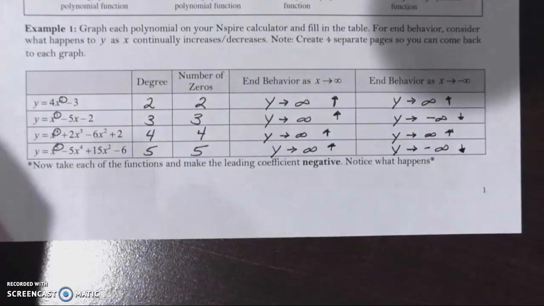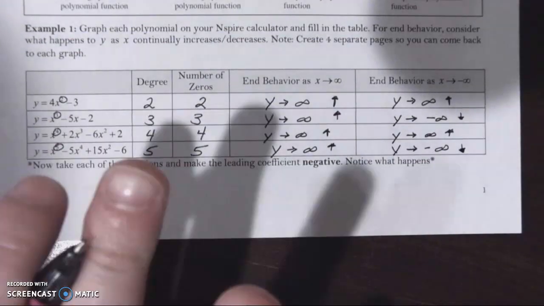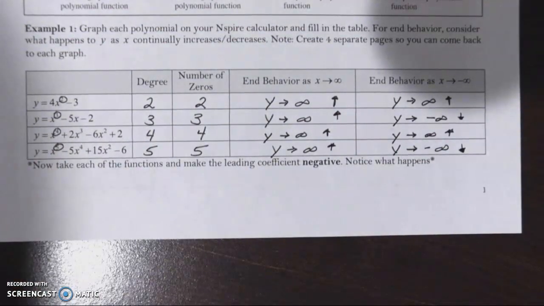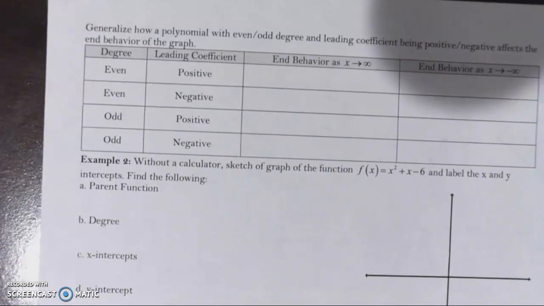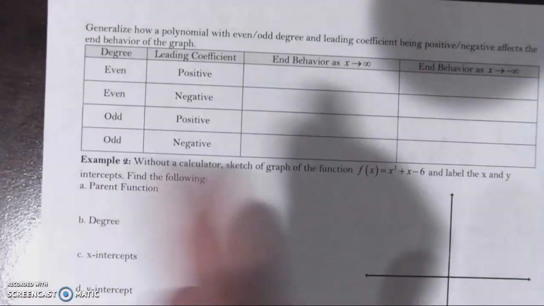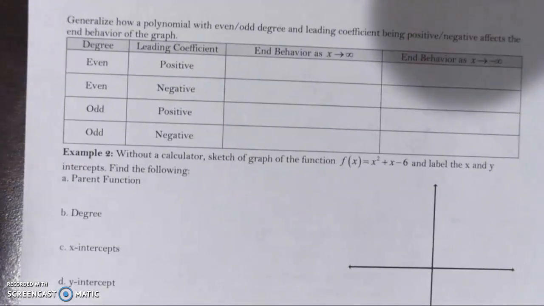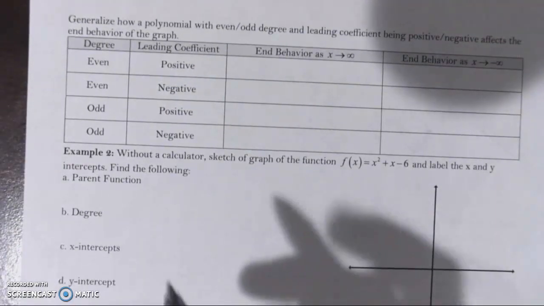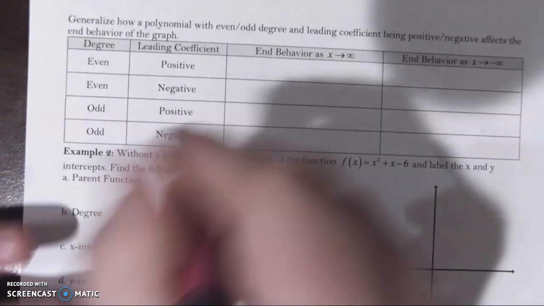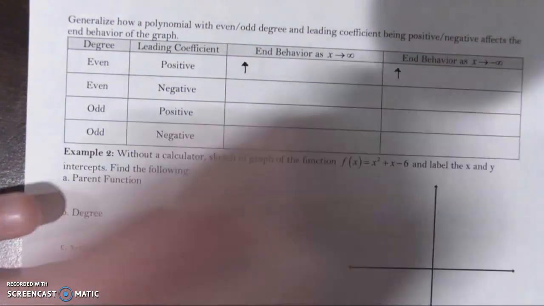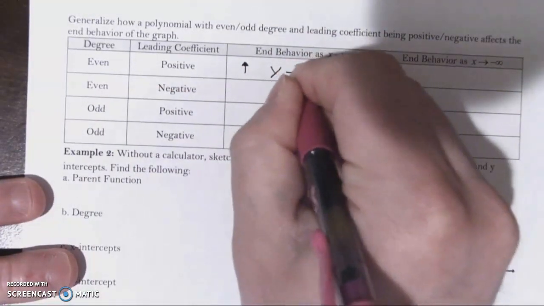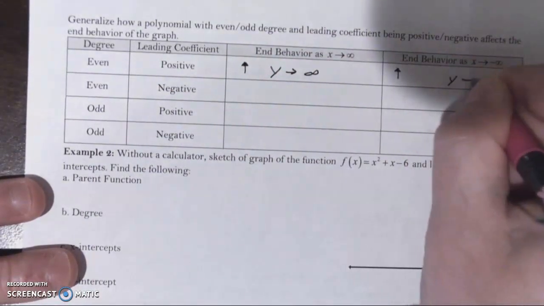Which direction is it going off to as x and y keep going further and further to the right and to the left? Okay, let's turn the page. We can make some generalizations and conclusions based on that, things that you've already known. Okay, if the degree is even and the leading coefficient is positive, we're going to have end behavior that is both going up to positive infinity.